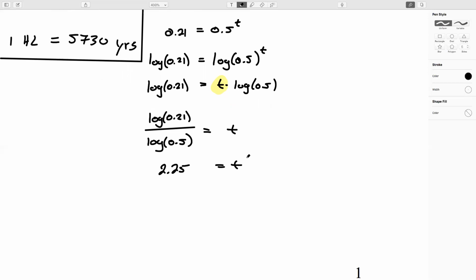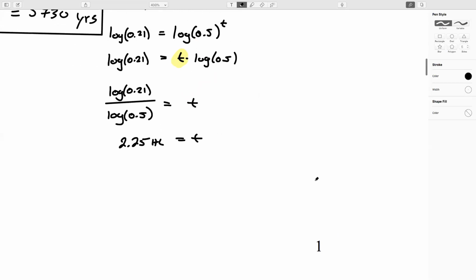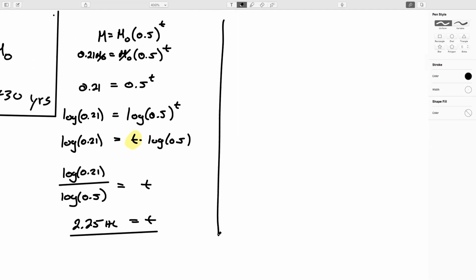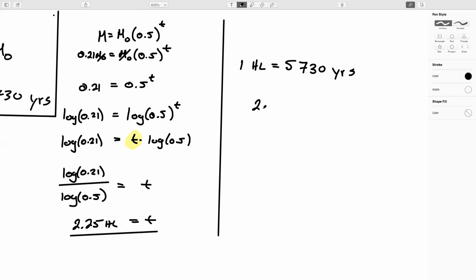Now, we have to remember, we've solved for number of half-lives, so this is just the number of half-lives, not the number of years. We need to take this number and convert it into years. So we've got another calculation to do. If one half-life equals 5,730 years, 2.25 half-lives equals 2.25 times 5,730, which is 12,901 years.